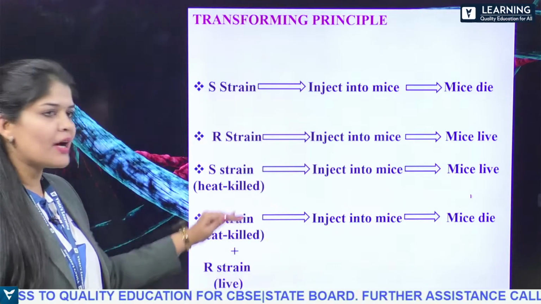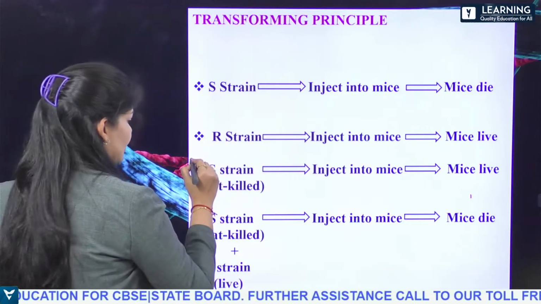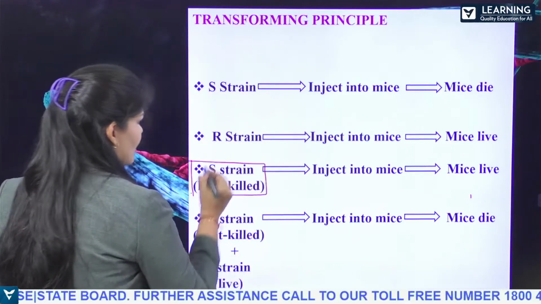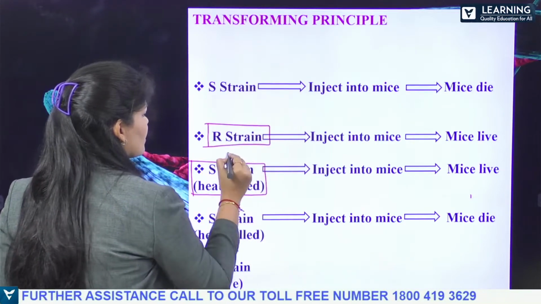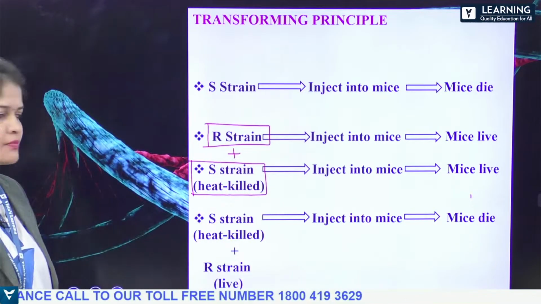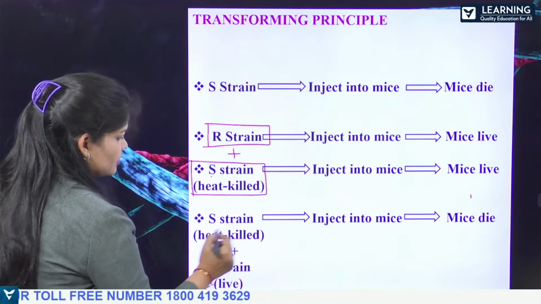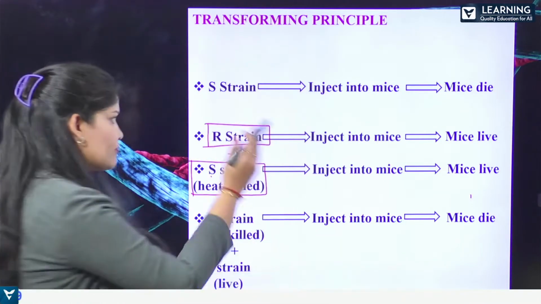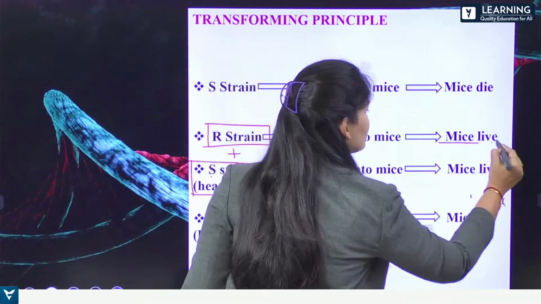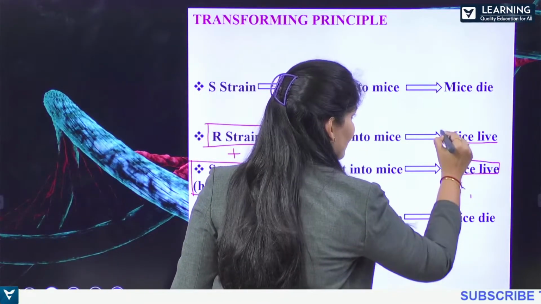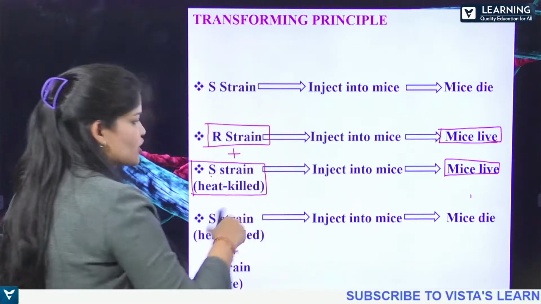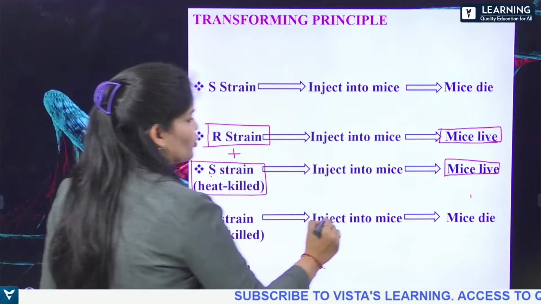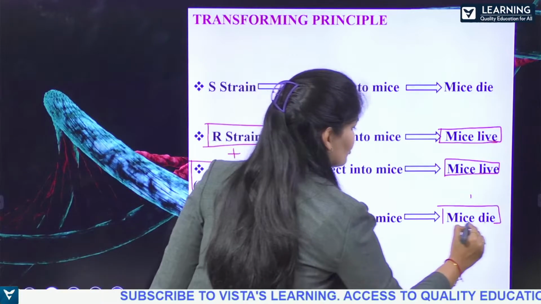Now, he combined this with R strain. See, heat-killed S strain plus live R strain. Individually, both will not cause pneumonia and the mice live. But in combination, it is able to cause pneumonia and causes the death of the mice.